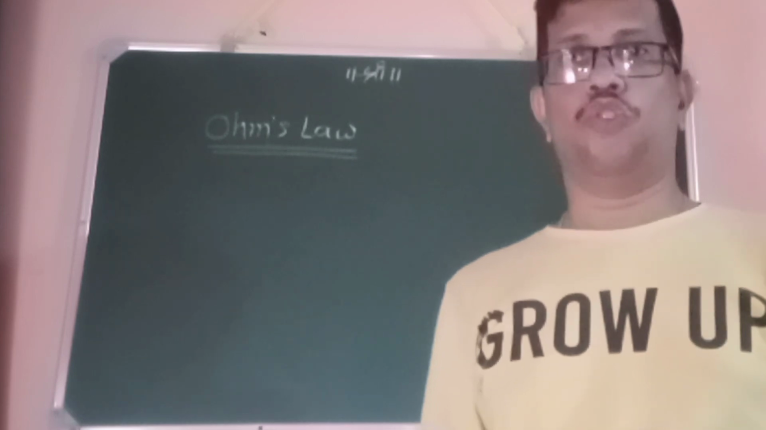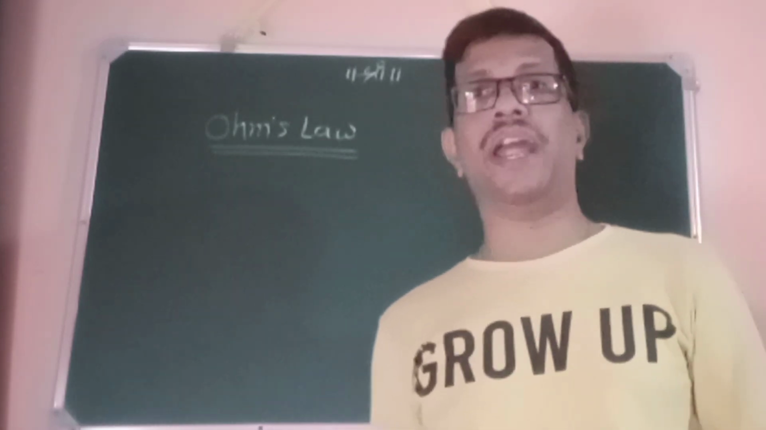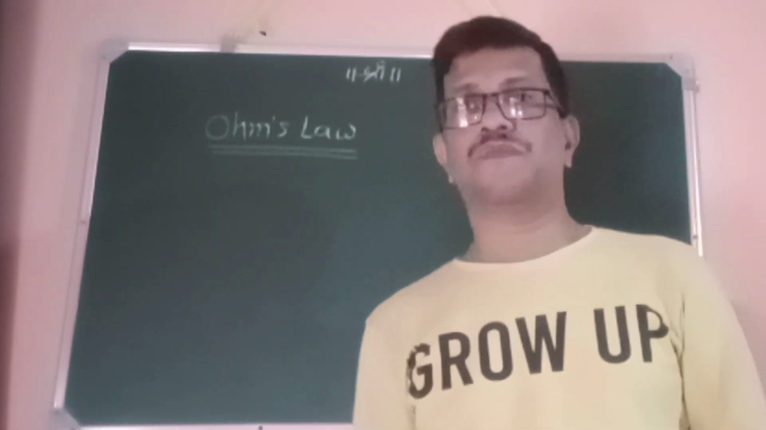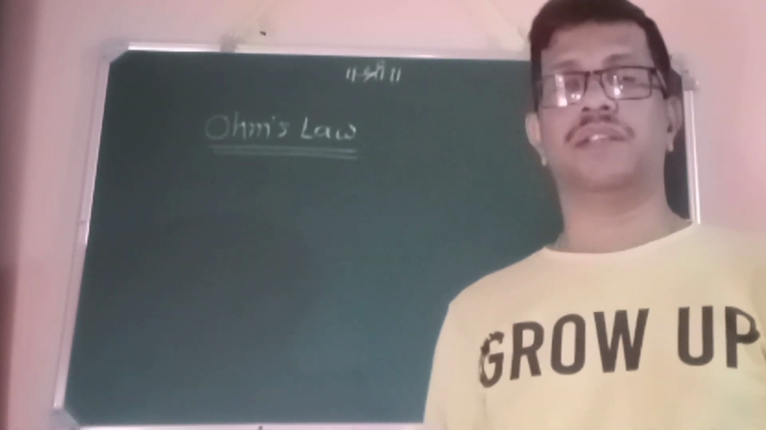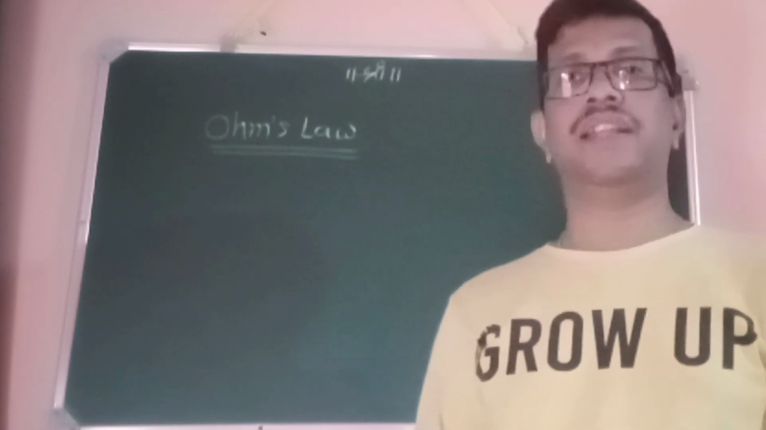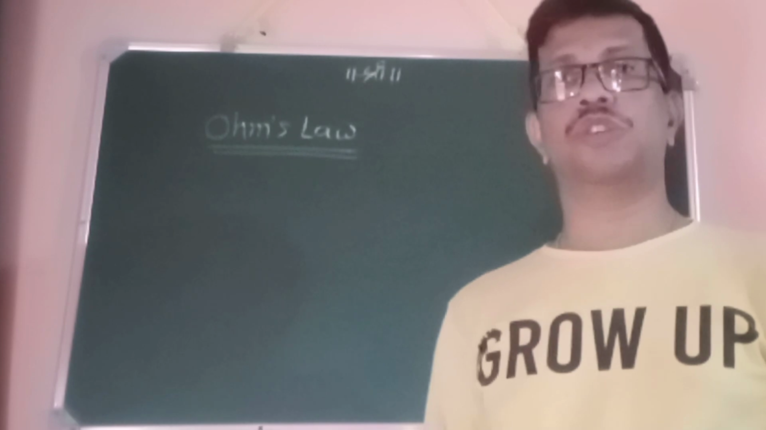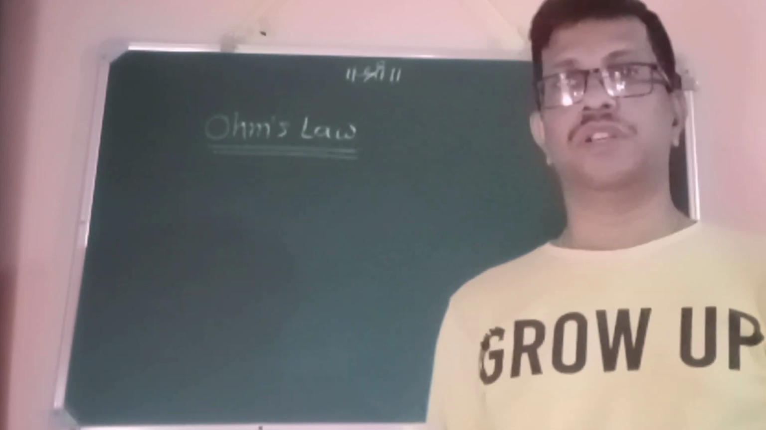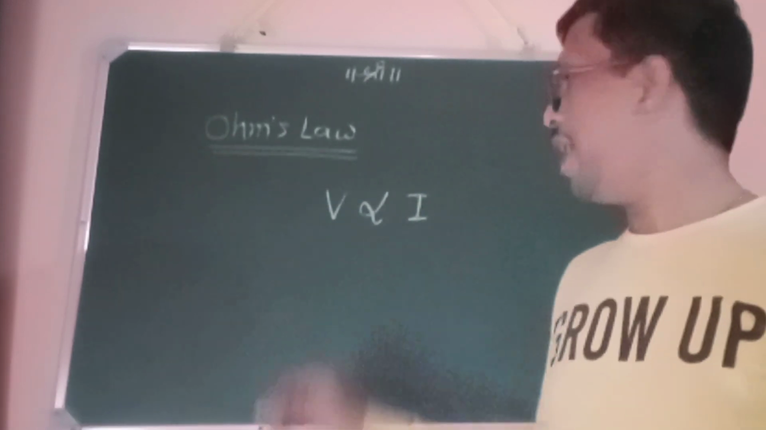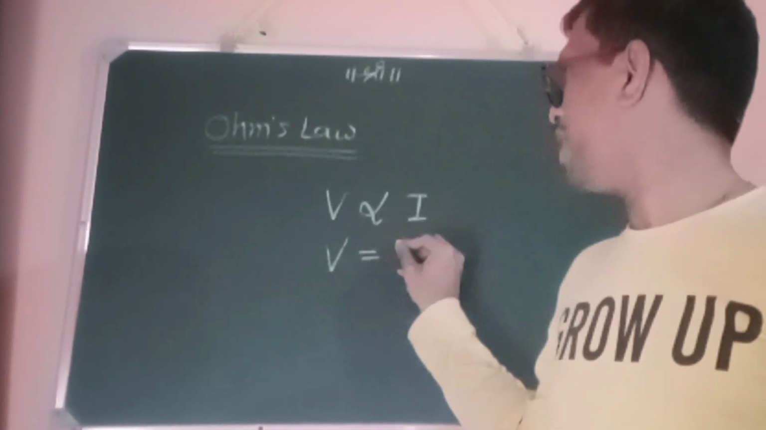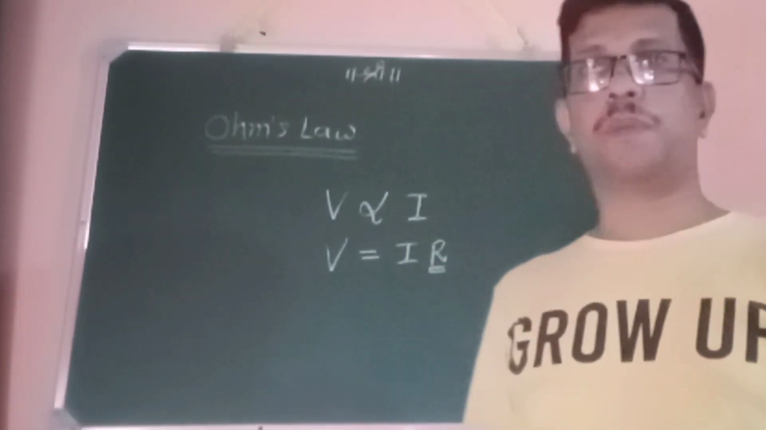We know how to state Ohm's law. If there is one conductor and you apply some voltage at the two ends of that conductor, current starts flowing through it. And this current is directly proportional to the voltage which you are applying. Or the reverse way, you can say that the voltage which we are applying is directly proportional to the current flowing through that conductor. So V is directly proportional to I, and in equation form we can write V is equal to IR, where R is the constant of proportionality.